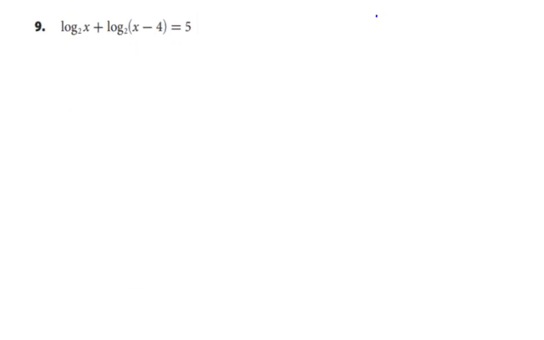Next, let's go to problem 9. We have log base 2 of x plus log base 2 of quantity x minus 4 equals 5. So what we're going to use here is called the product property of logarithms. And I'm going to summarize what that is.